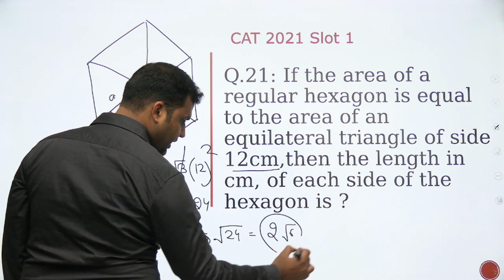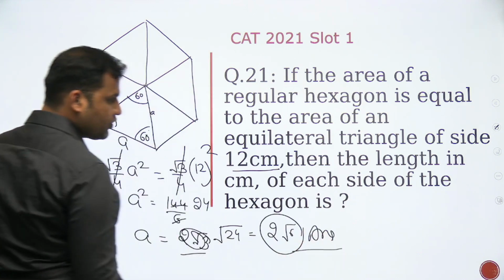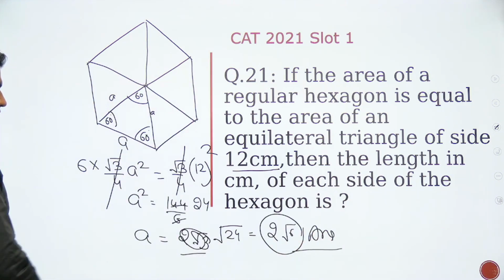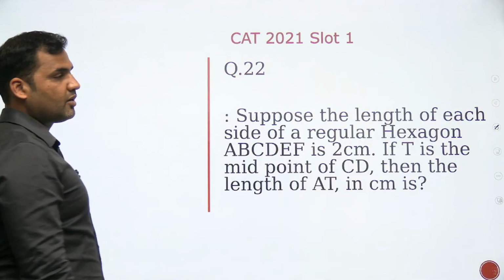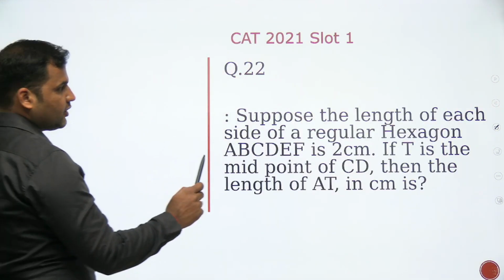That's it. This is the correct answer, guys. We are supposed to find out the regular side of the hexagon. Answer will be 2 root 6. Easy, right? Very easy. 10-second question, right? So as I told you, geometry was the easiest of all the topics of CAT in 2020 slot 1.